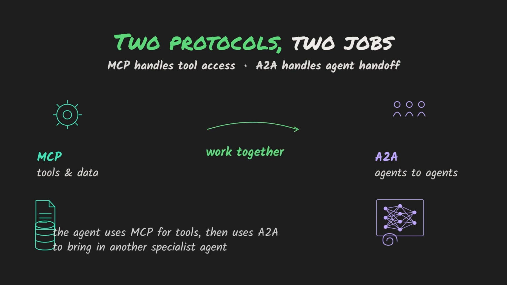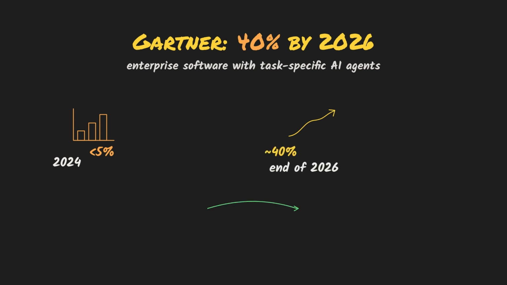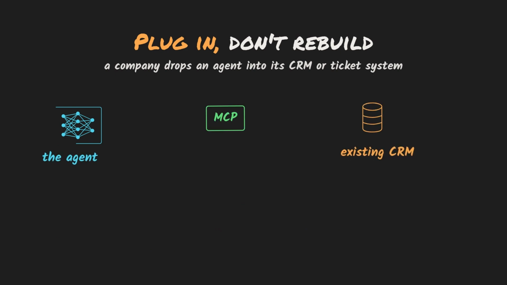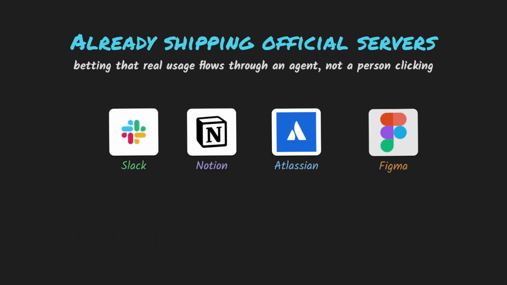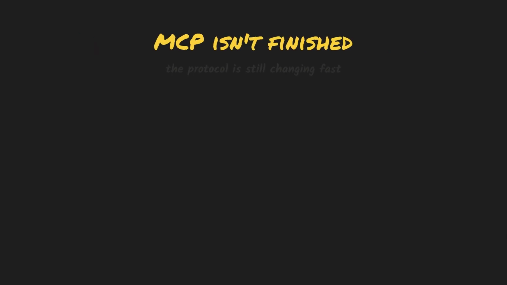On the business side, Gartner has estimated that roughly 40% of enterprise software will include task-specific AI agents by the end of 2026, up from under 5% a year earlier. A chunk of that growth only works because of standards like MCP, since it's what lets a company plug an agent into its CRM or support ticket system without rebuilding everything from scratch. Slack, Notion, Atlassian, and Figma already ship an official MCP server, which tells you they're betting a real slice of their future usage comes through an agent instead of a person clicking around the app.